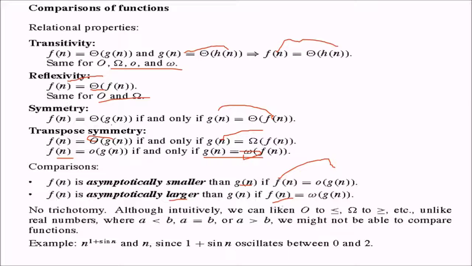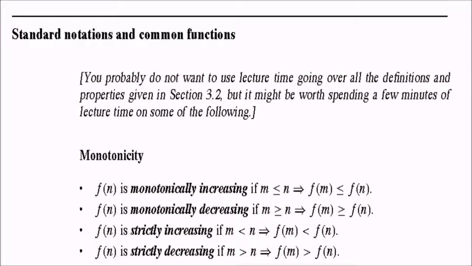We can compare like this: O to be less than or equal, big omega to be greater than or equal, like real numbers, where a is less than b, a is equal to b, a is greater than b. So we can assume it like this, but we might not be able to compare all functions, right? If we have n to the power 1 plus sine n and n, how to compare them? Since 1 plus sine n always oscillates between 0 and 2. Sine n will vary from -1 to +1. So 1 plus sine n will vary from 0 to 2.